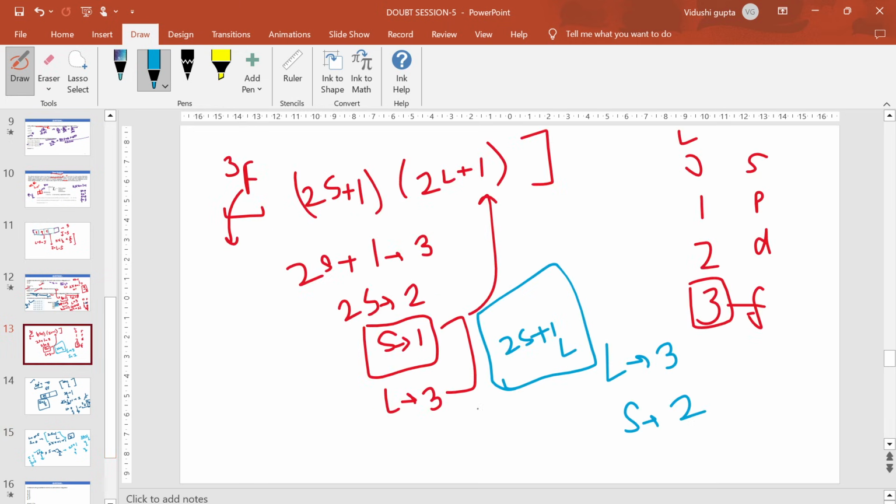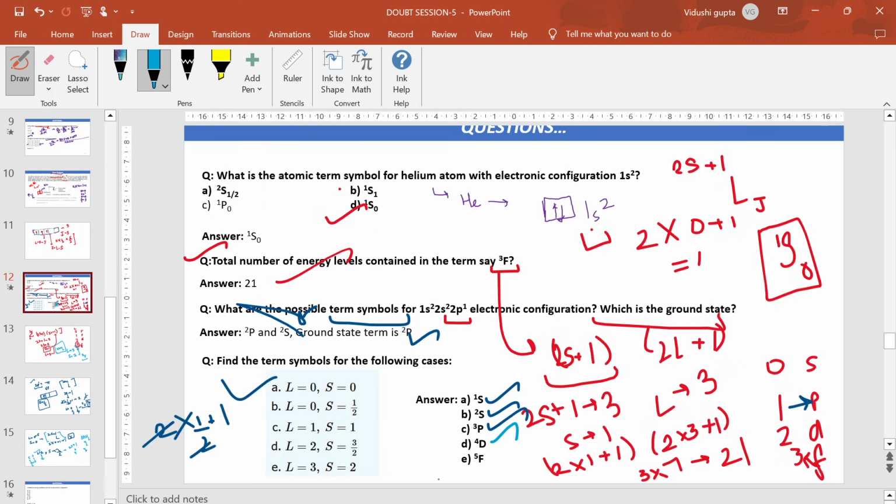Now tell me, if L is 3 and S is 2, what will be the term symbol? L is 3 means automatically it is F, right, ma'am? Correct. And S equals 2 means the spin multiplicity is 2 into 2 plus 1, that is 5. So it will be 5F, that is the term symbol. Is this clear? Yes, clear.